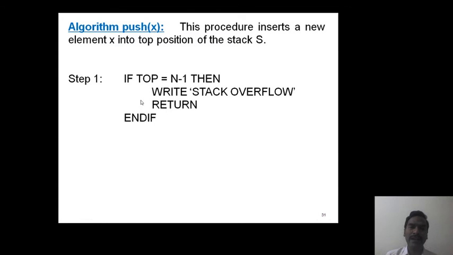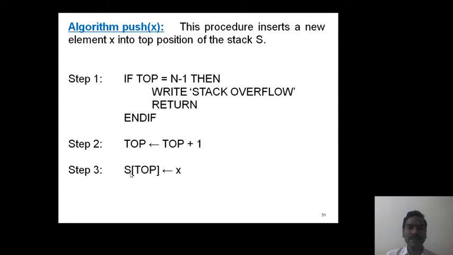Return, and if. Assume this condition is false. That means empty locations are available. Now step 2: top equals top plus 1. Then step 3: S of top, this location is filled with X. Now return from the function. So this is the push operation.